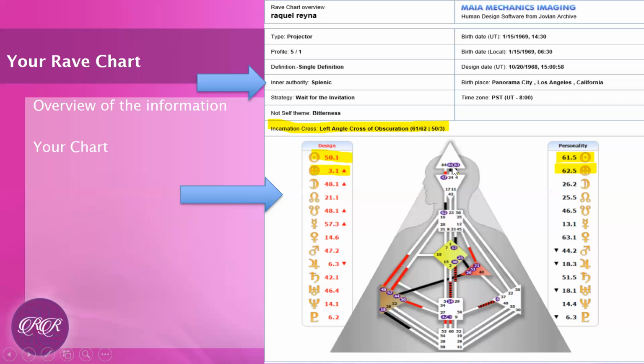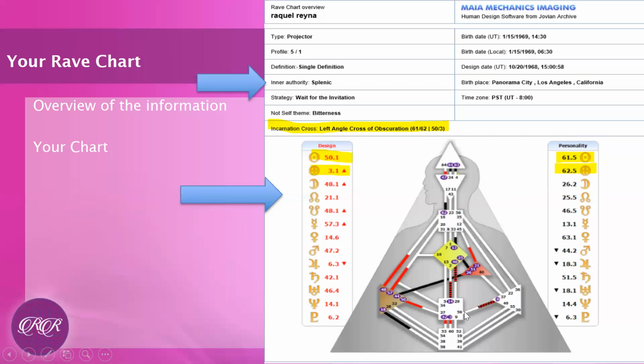Okay, so each one of these half lines are what we call gates. And so you'll notice that this 61, 62, you'll see that here, even though this might be a little bit hard to read, this is the gate, and that's why it shows up here, 61. The gate 62 shows up here, 62. So all of these gates are listed either where you're conscious or unconscious, but these numbers are the same as what appears in your chart.